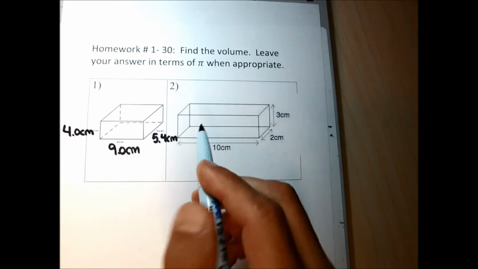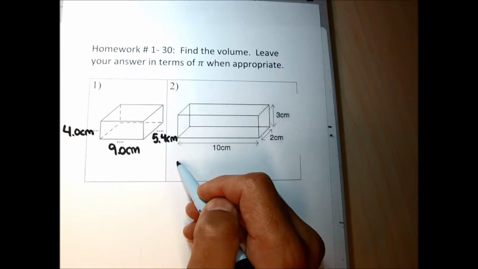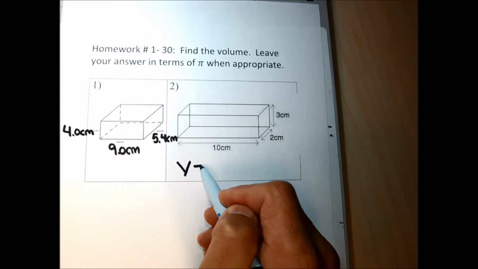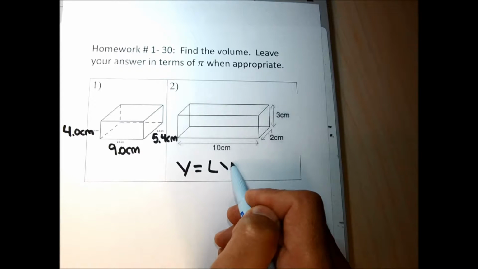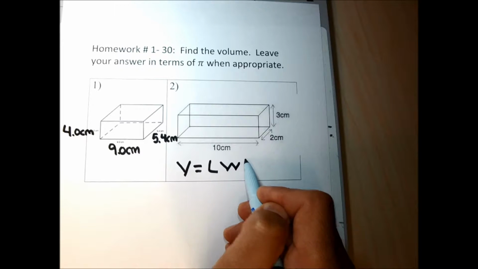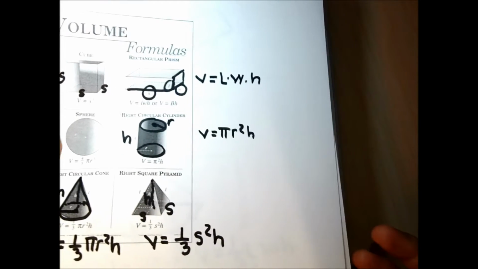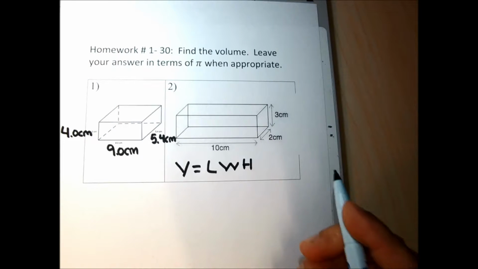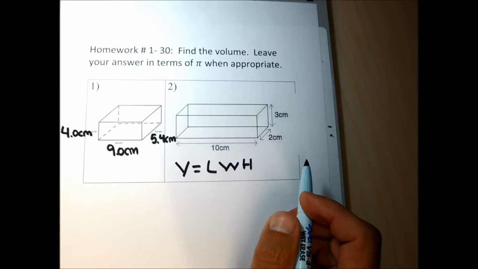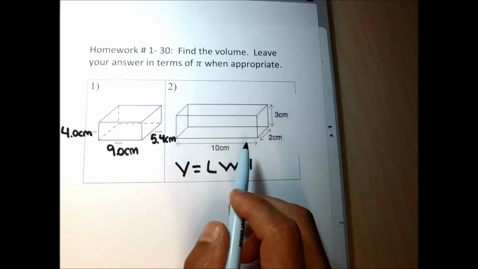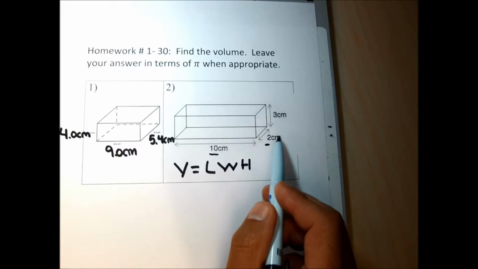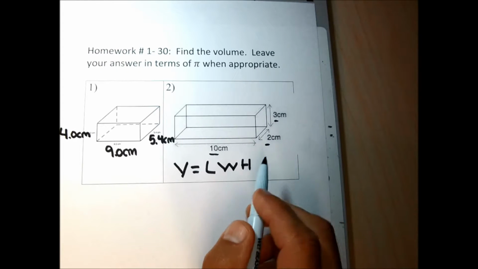For problems 1 and 2, these are rectangular prisms, and we did a rectangular prism or two already. The volume formula is length times width times height. I just pulled that from my sheet that I have off screen. It doesn't matter what I call the length, the width, and the height. As long as I multiply the three individual lengths, I'm going to get a correct volume.